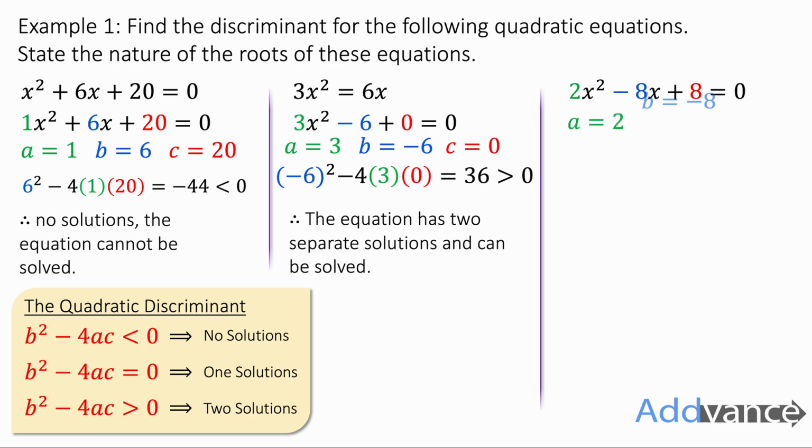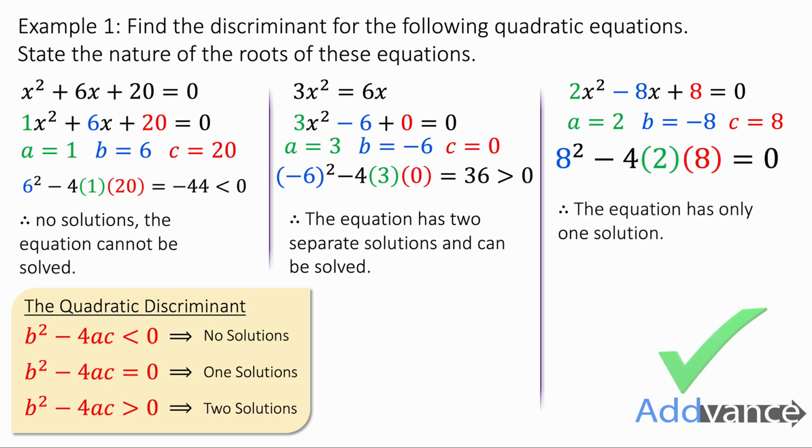Now the final equation, we've got a is 2, b is minus 8, and c is 8. We substitute those numbers into the discriminant, and we get the discriminant is equal to 0, and hence the quadratic has only one solution.